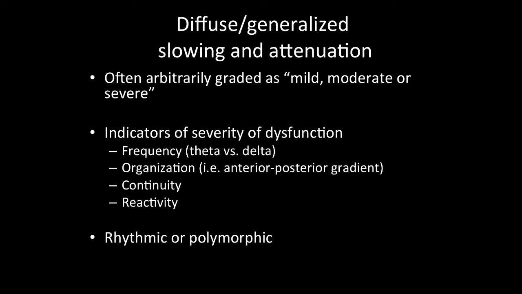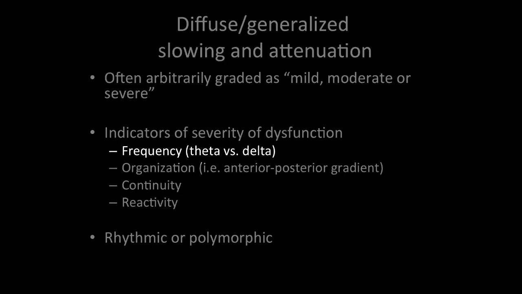rhythm. Some indicators of severity of dysfunction include the frequency. Is it predominantly theta or predominantly delta frequency? The organization. Is there an anterior or posterior gradient? And are there other indications of normal organization of the background rhythm? Is the background continuous? And is there reactivity? Diffuse slowing, like focal slowing, can also be rhythmic or polymorphic.